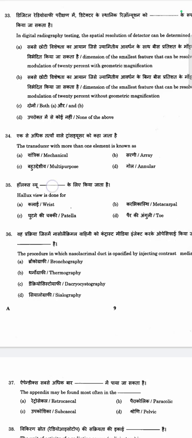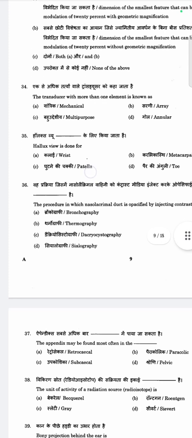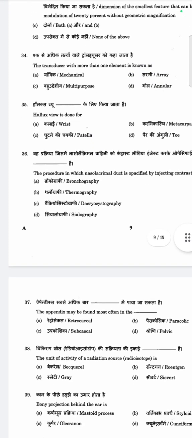Question number 34: a transducer which has more than one element is known as an array. The correct answer is B.